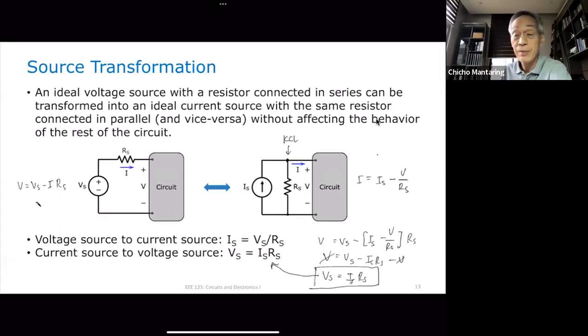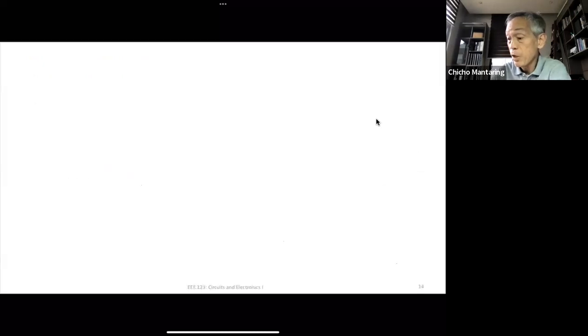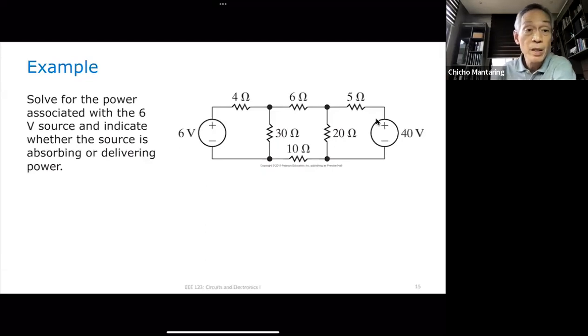Any questions? Okay, so let's take an example. Solve for the power associated with the 6-volt source. Ano yung power associated with this 6-volt source, and indicate whether the source is absorbing or delivering power.